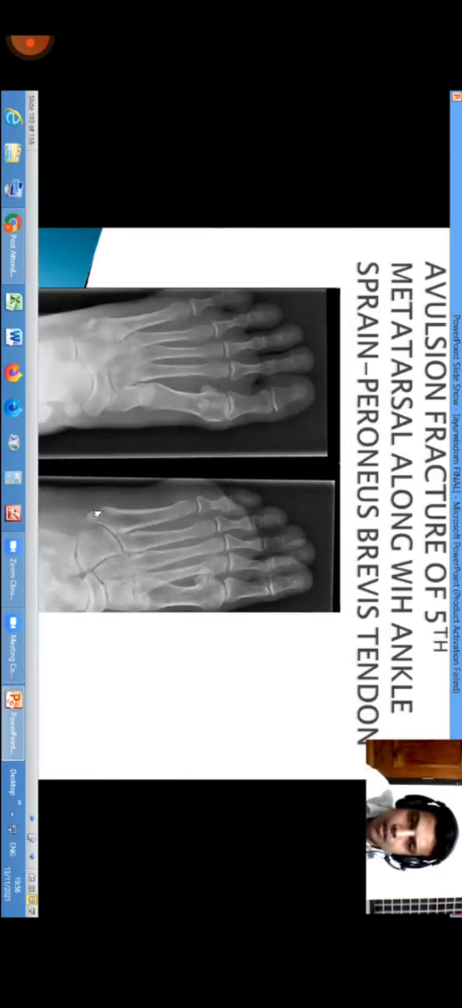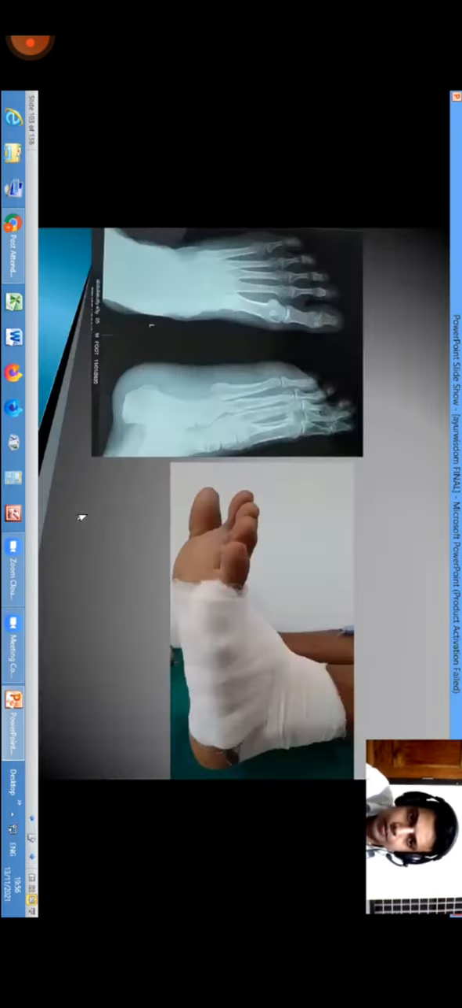This is a case of avulsion fracture of the base of the fifth metatarsal. This may happen along with the lateral ankle sprain. So we should rule it out by just pressing this area. If there is tenderness, then take an X-ray and rule out the fracture.